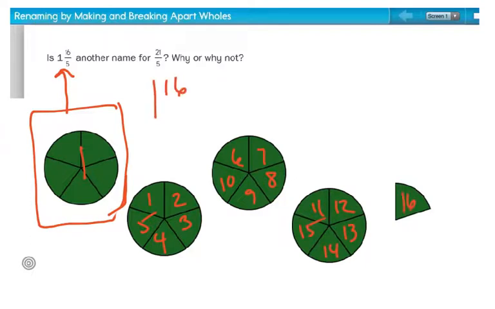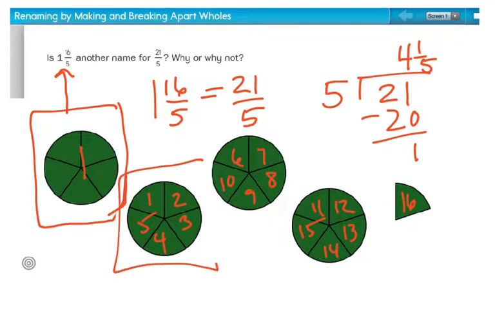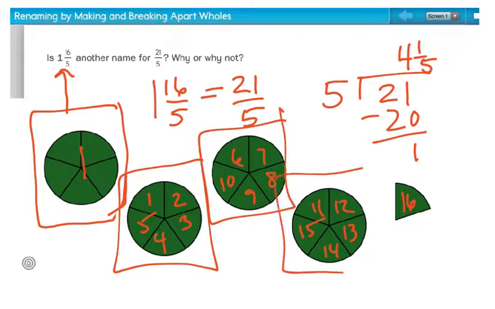So 1 and 16 fifths would be the same as 21 fifths, which would also be the same as 4 and 1/5. Here we go. 1, 2, 3, 4 full circles and 1/5 more. Those are all equivalent fractions.